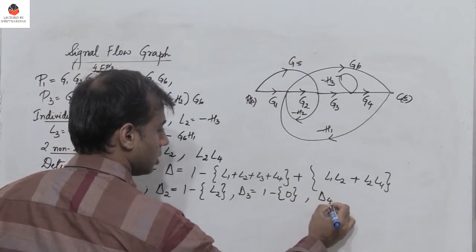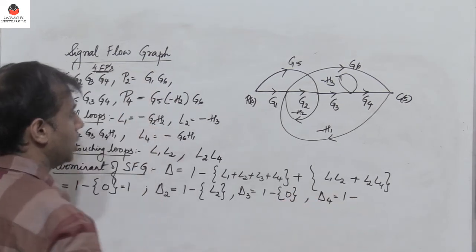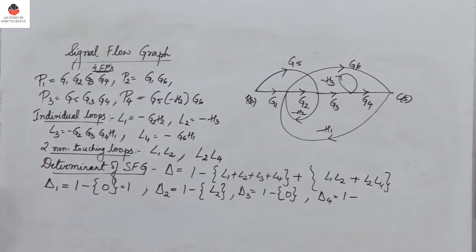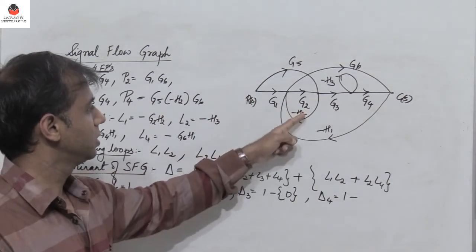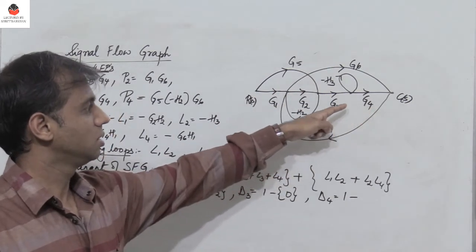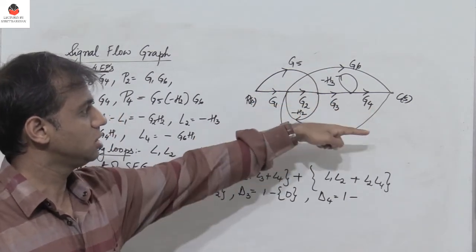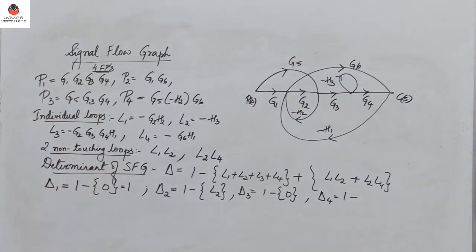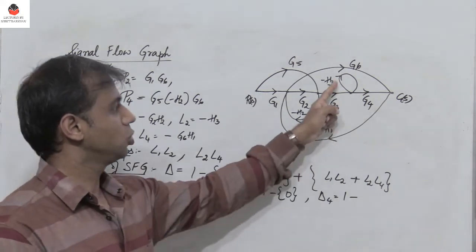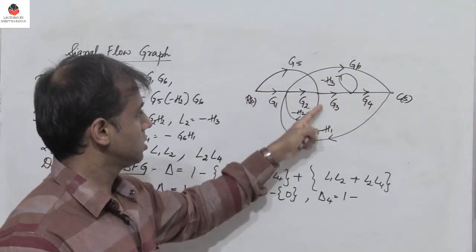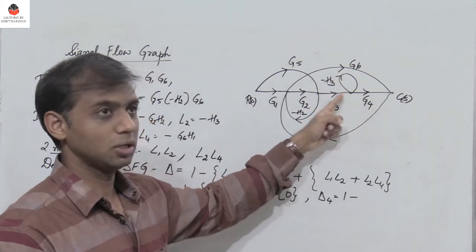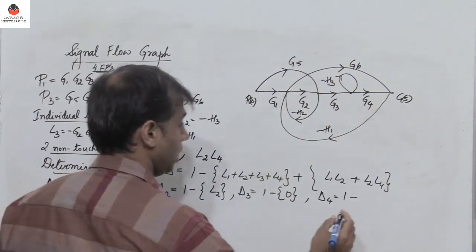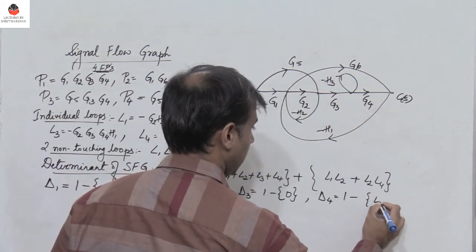And then what about delta 4? I have 1 minus. So this is the path, isn't it? G5 minus H2 G6. You have one loop which does not touch P4. Which is that loop? Again I have this loop 2 here. So this loop does not touch this forward path. So I have 1 minus L2.